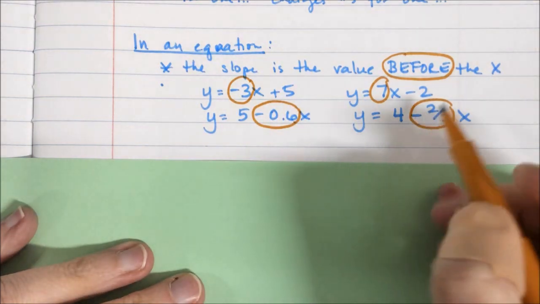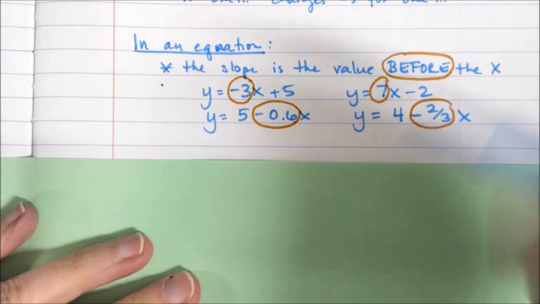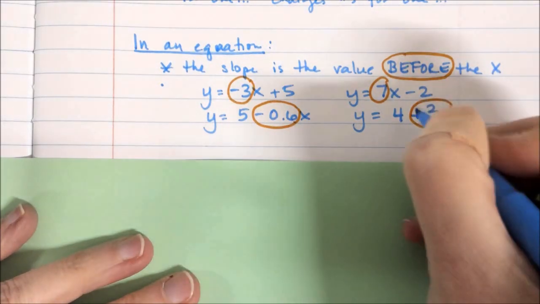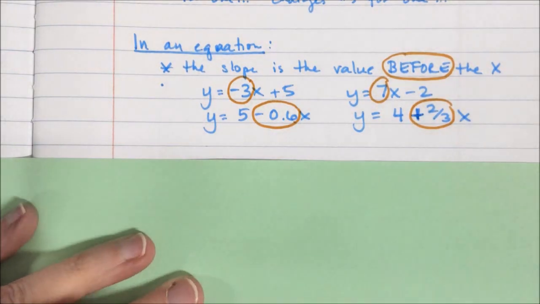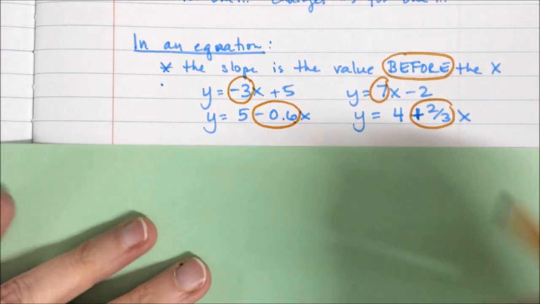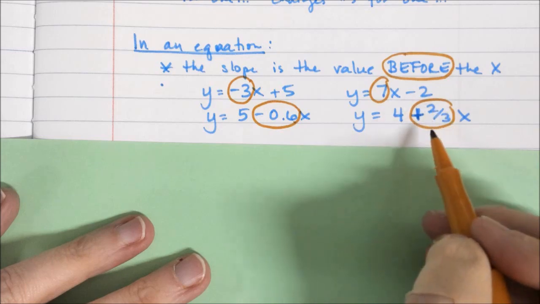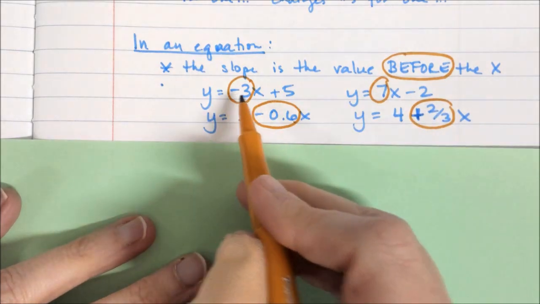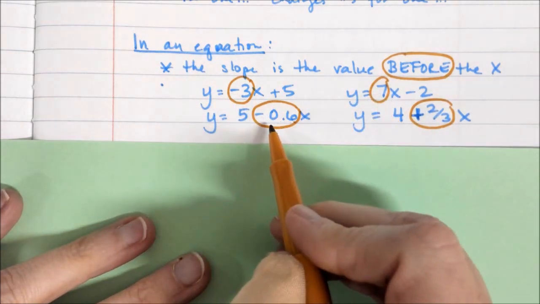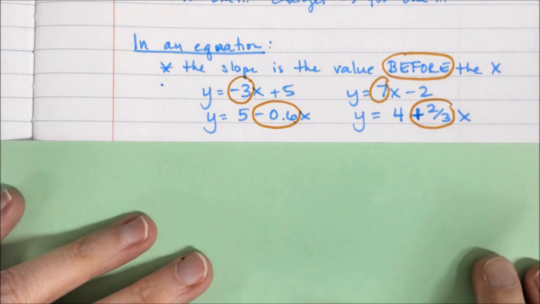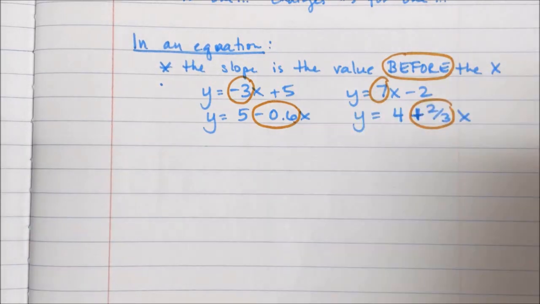Likewise for this one, let's pretend that this one is positive 2/3. Then my slope would be 2/3, because it's the number and the sign. So positive 2/3 is going to be my slope. So for these it's -3, positive 7, -0.6, positive 2/3. Okay, so that's how we can tell from a table or an equation whether or not we're dealing with slope.